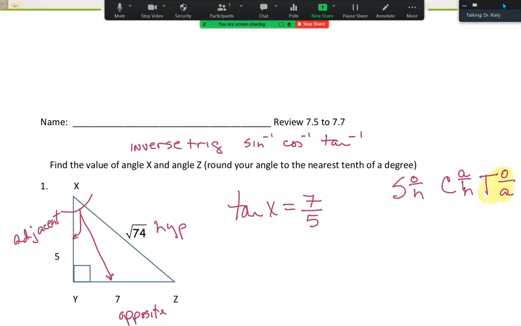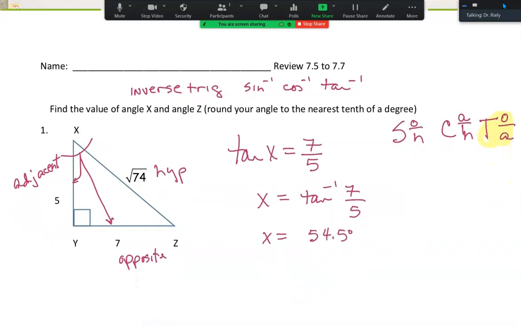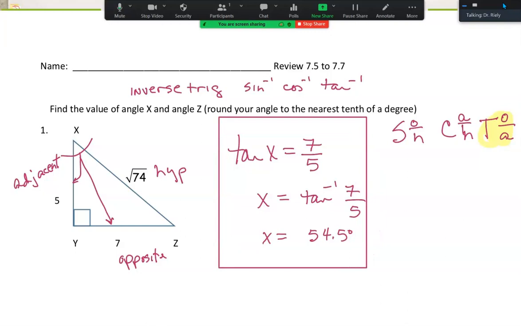Then when you want to get X by itself, think about moving that tan over to the right, and when it goes over to the right, it becomes tan to the -1. That's going to get you back your angle. So we're going to see that X is going to be 54.5 degrees. Okay, so I want you to practice using inverse trig for both of these angles. So I'm going to have you go ahead and you can do another trig problem to get the other angle.